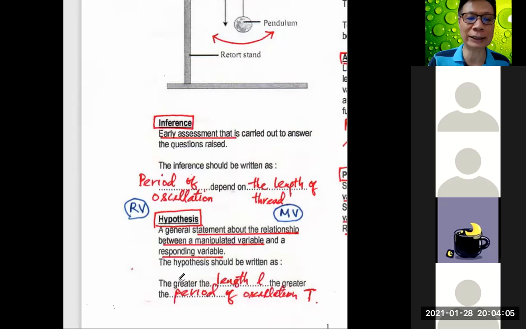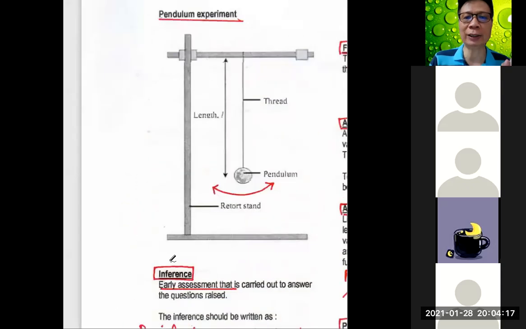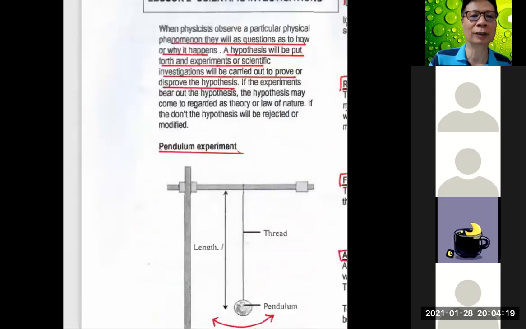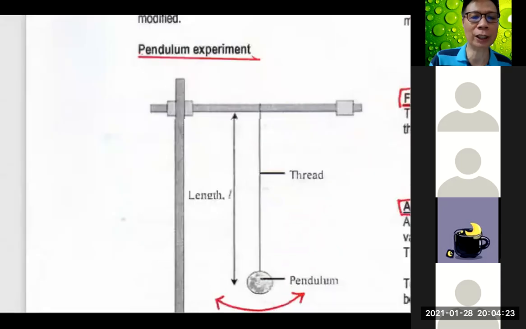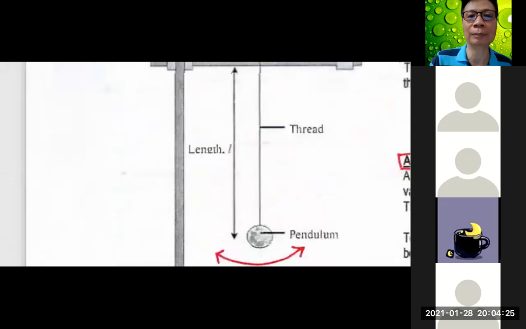Okay, hypothesis. Remember the format? When you write a hypothesis, you must write in this format. All right. So first one inference, second hypothesis. Next one is variable. You have altogether three variables, so we go one by one.